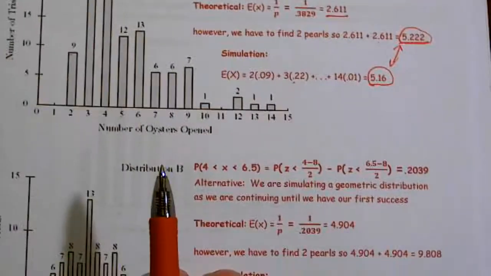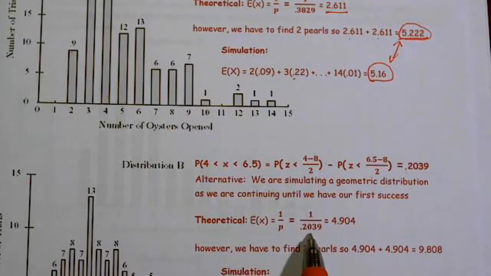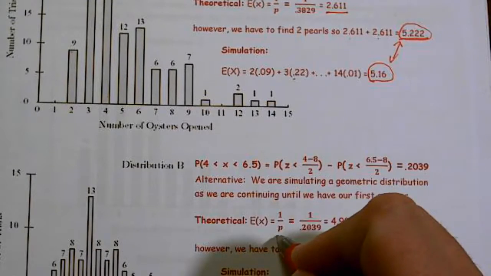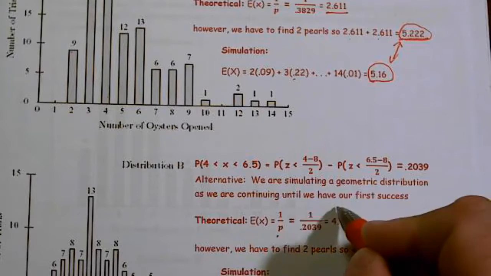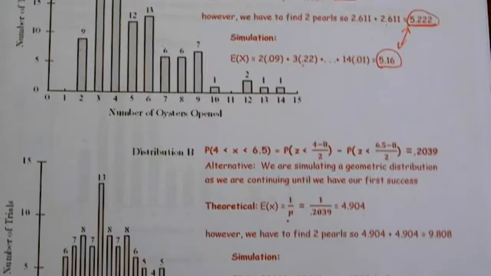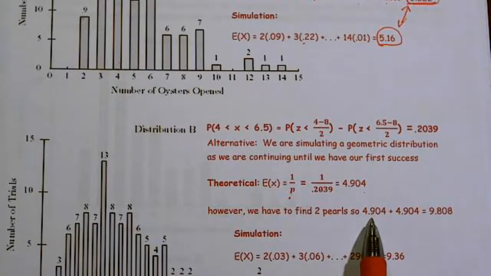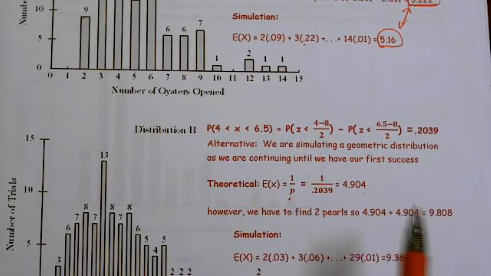But I went ahead and tested B doing the same thing. We found out that the probability that it would occur is 20%. So 1 divided by 0.2039 is 4.9, because this is my expected value of a geometric, 1 over p. However, that's the expected number of tries to find the first pearl. We're not looking for 1 pearl, we're looking for 2 pearls. But by combining random variables, we get 9.808 because we can add means. We can add means directly. Standard deviations we can't, we have to square them first. But means we can add directly. So I would expect it to take 9.8 to find 2.